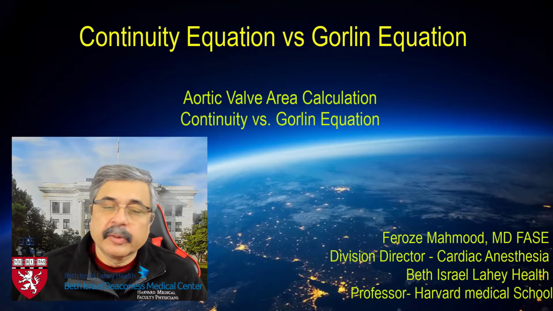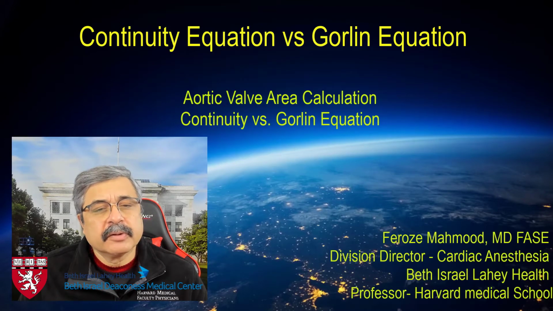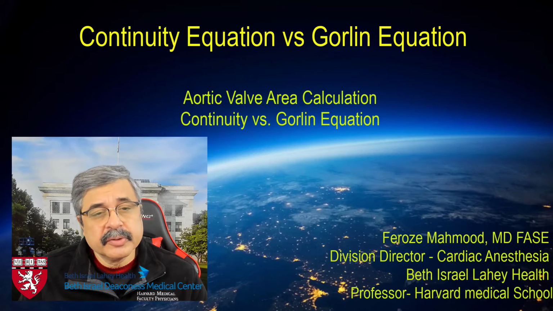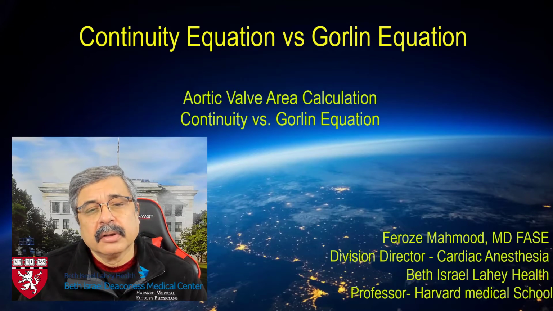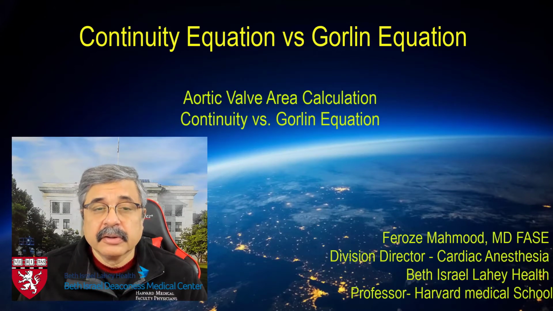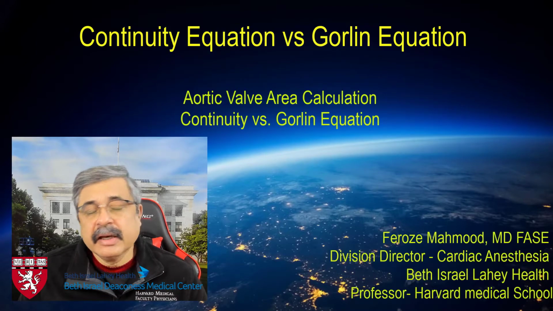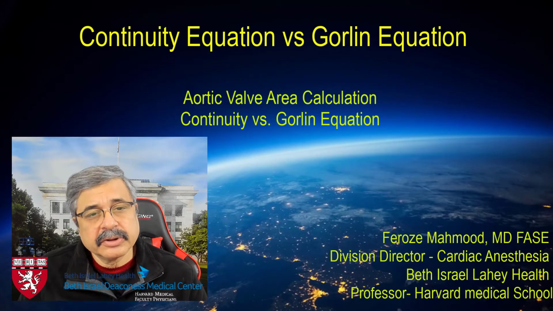Today we'll be going over the aortic valve area calculation. Aortic valve area calculation is one of the most commonly performed hemodynamic calculations in the operating room using echocardiography. However, there are significant confusions, ambiguities, and lack of knowledge regarding the basis, the advantages and limitations of the continuity equation and its comparison and contrast with the Gorlin equation.